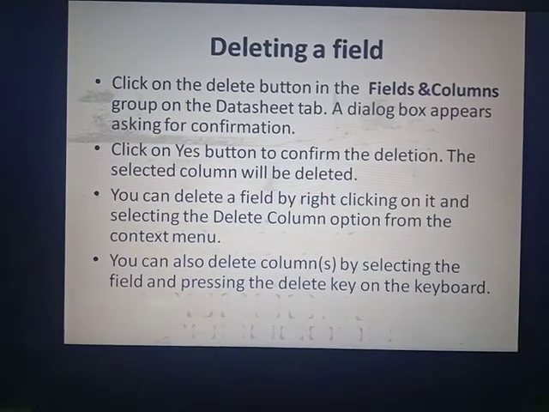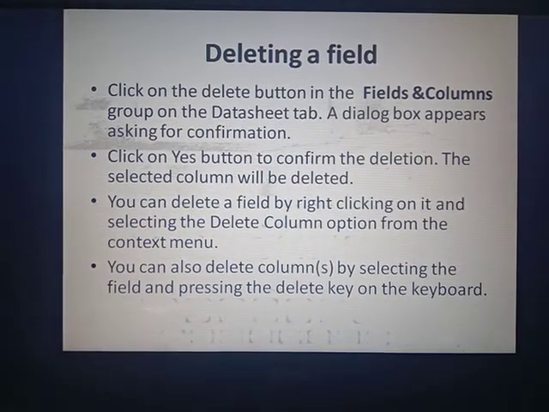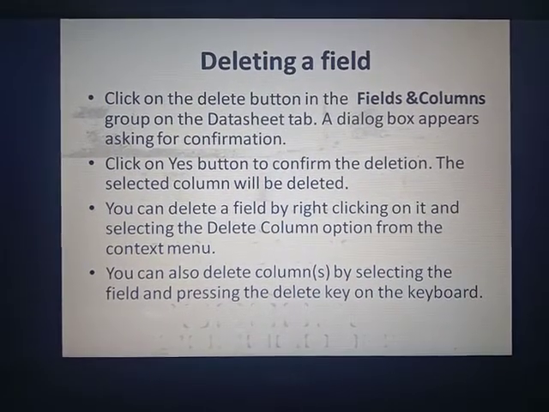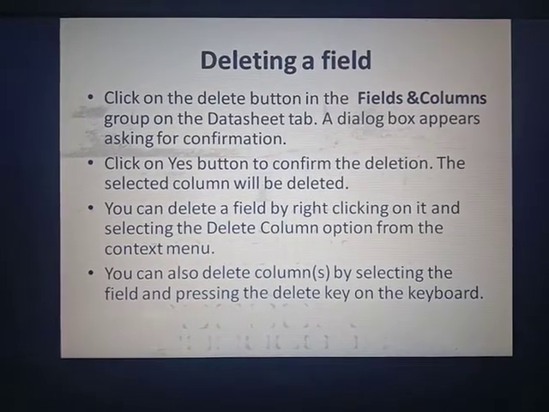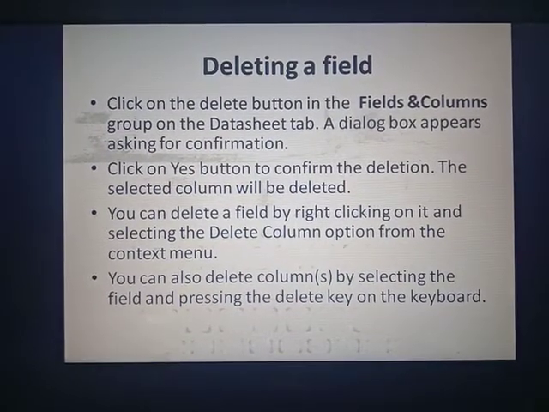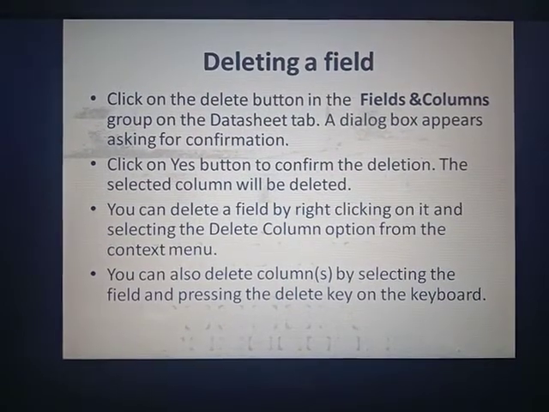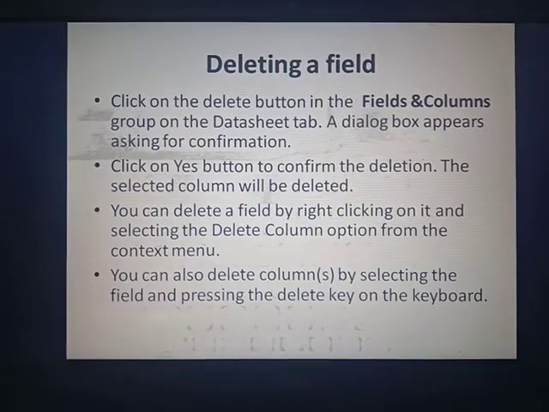Deleting a field. To delete a particular column or a field, click on the delete button in the field and column group on the datasheet tab. A dialog box appears asking for confirmation. Same, we have to first click on the column heading, then we have to go to the delete option in the field and column group on the datasheet tab.